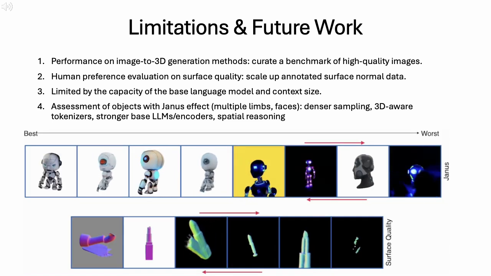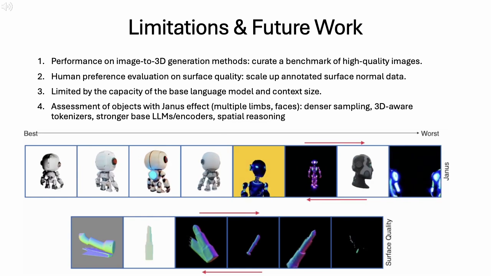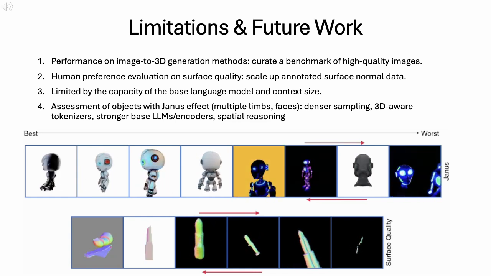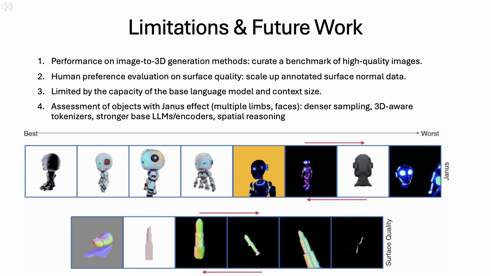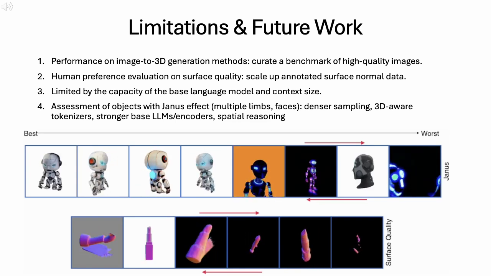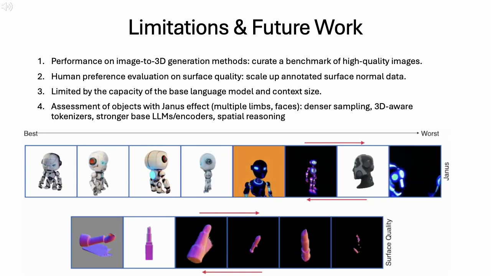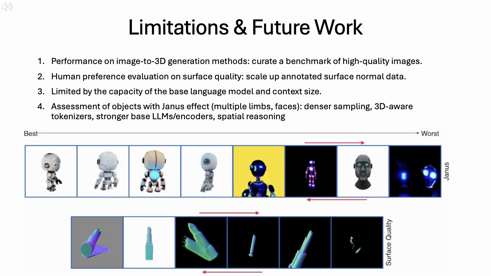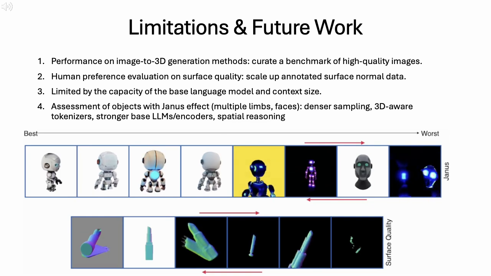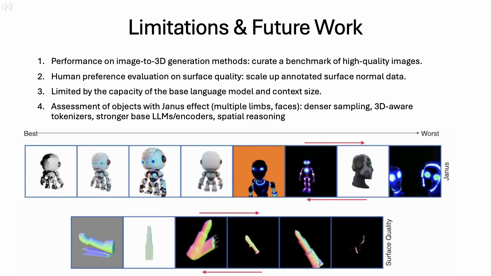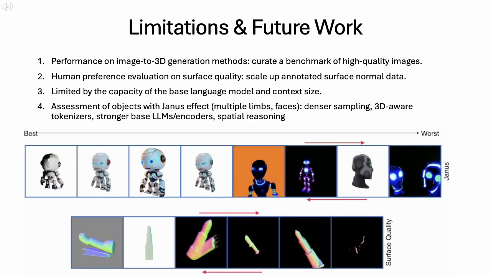We do have some limitations. For one, while we have curated text prompts for image to 3D methods, curation of a benchmark of image prompts with high quality images and possibly further disambiguating between text to 3D and image to 3D methods could be helpful. There is also room for improvement on the performance on surface quality dimension, and scaling up the data could help. The framework is limited by the capacity and context size of the base LLM, and finally, assessment of objects with Janus effects can be slightly erratic.